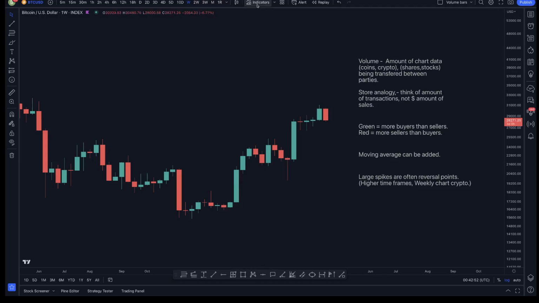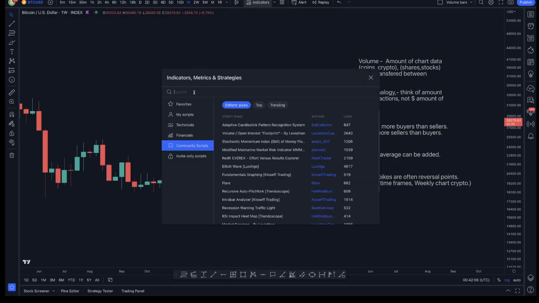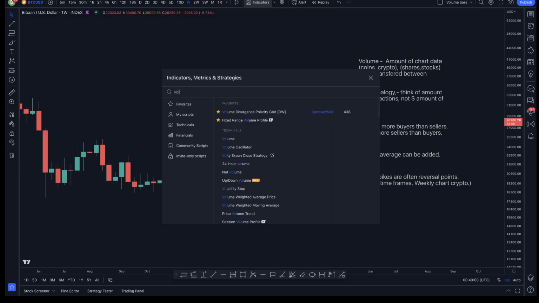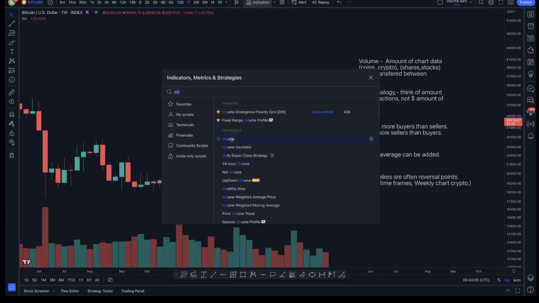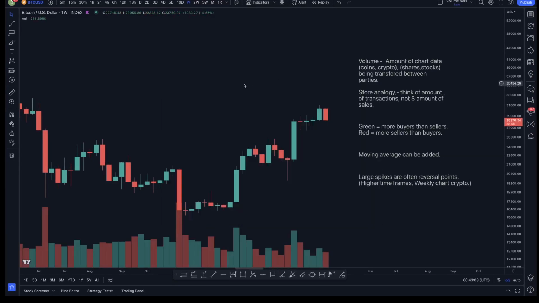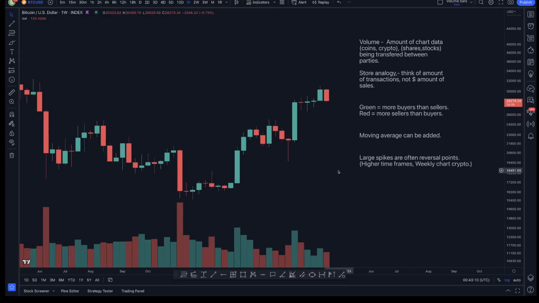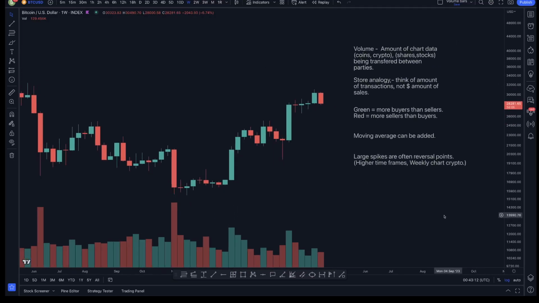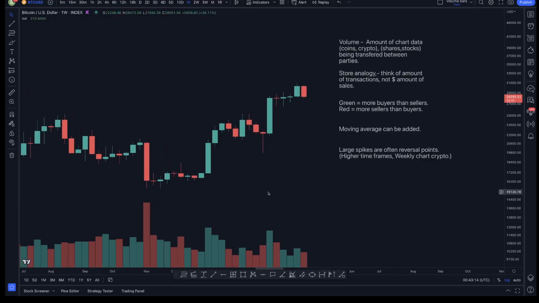So in order to find the volume, you click on the indicator tab, and in the search bar here simply type in volume, and so this is the basic one, just regular old volume. Click on that and voila, you will get these red and green bars that pop on underneath the candlesticks.